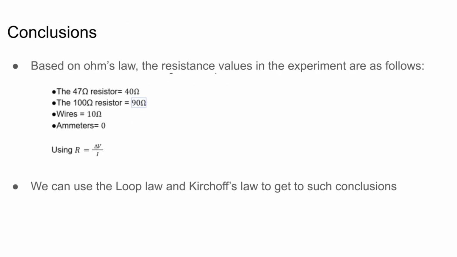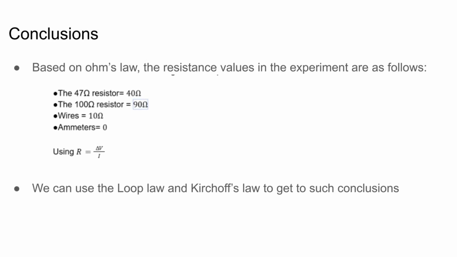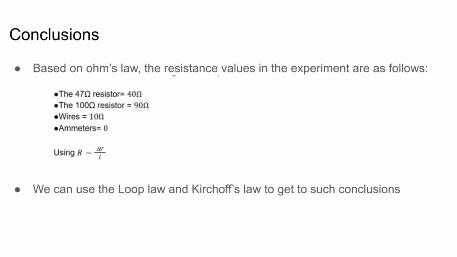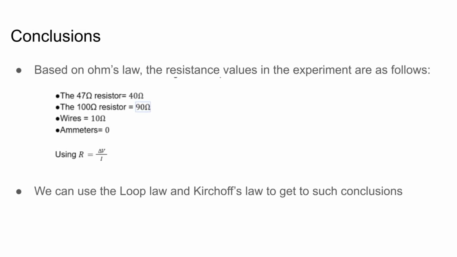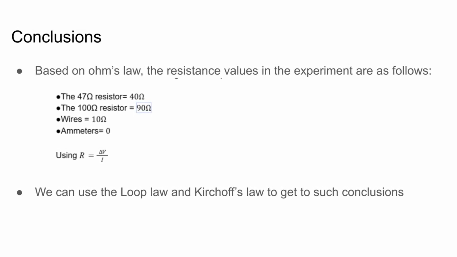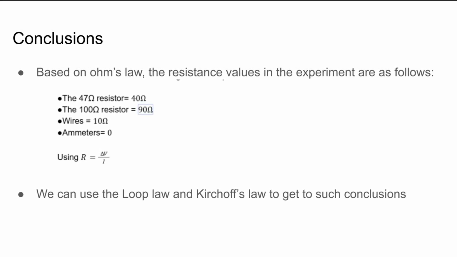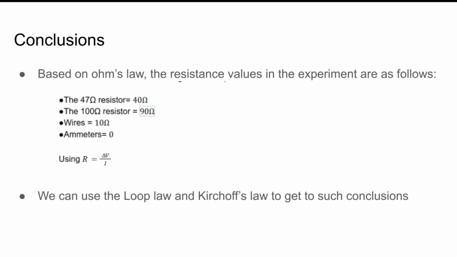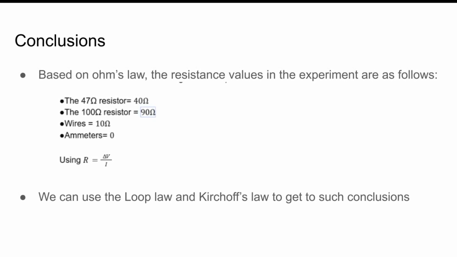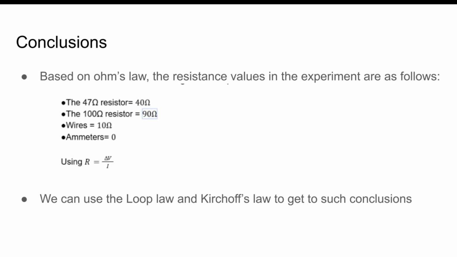Okay, and then final conclusions. Based on Ohm's law, the resistance values in the experiment are as follows. For the 47 ohm resistor, 40 ohms, and then for the 100 ohm resistor, it's going to be 90 ohms. For the wires, it's going to be 10 ohms, and the ammeter is 0. So this also goes into the fact that we can use the loop law and Kirchhoff's laws to get such conclusions based on the current and the potential differences.